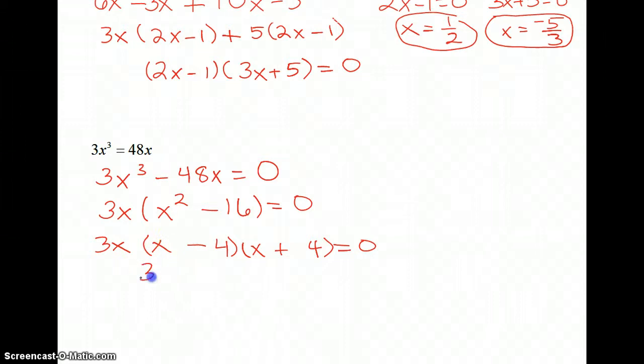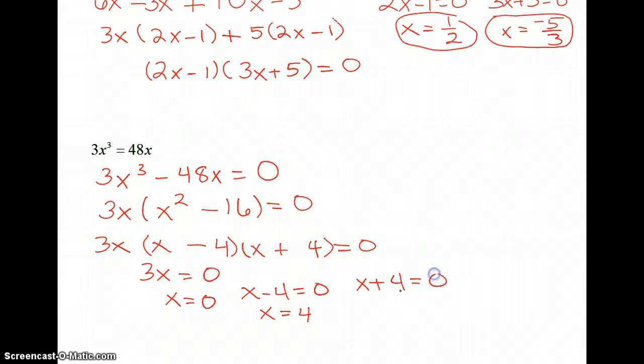So now I'm going to get 3x equals 0. So that means x is 0. And then x minus 4 equals 0. So x is 4. And x plus 4 equals 0. So x equals negative 4. Now this one is a degree 3. So notice that this time we got 3 answers.